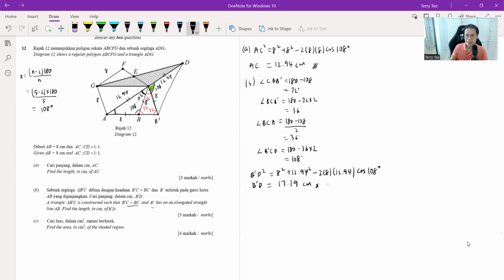Okay, it's very long because of all the angles, but the calculation part is kind of short. Just 2 lines. Cosine rule to the answer. Okay, next one, find area of shaded region.